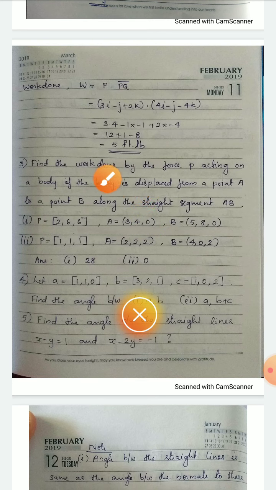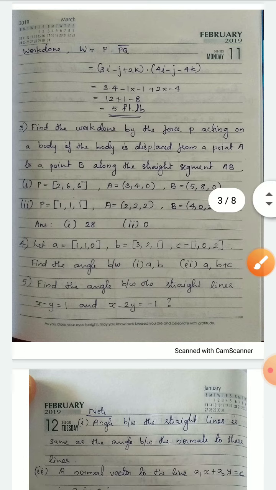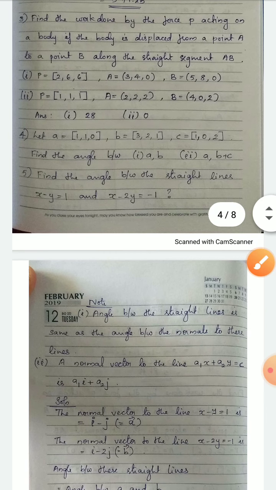Next question. Find the work done by the force P acting on a body if the body is displaced from a point A to a point B along the straight line segment AB. So the components of force are given here. It can be written as 2i plus 6j plus 6k, and for the displacement you have to find the vector AB, like in the previous question, and work done is P dot vector AB. Okay, so do this. The answers of these two problems are also given here. Do it as homework. Okay, look at the next question.